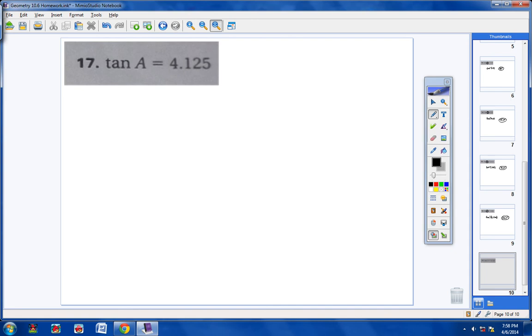Okay, last one and we're finally done. Number 17. This is a trig equation. We're missing an angle, so we're going to type into our calculator second tangent and then 4.125. All right, let me grab my calculator very quickly here. Second tangent, 4.125, and what you should get out is 76.37300514 degrees. Now 76.37 rounds to 76.4 degrees.